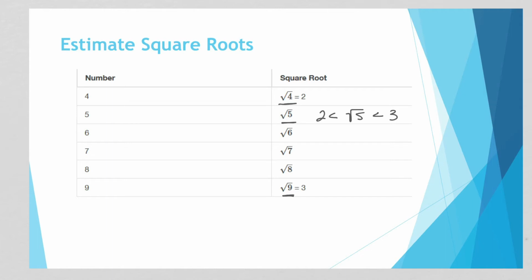I don't expect you to be able to know what the something is, but I do expect you to know that the square root of 5 does fall between 2 and 3, as does the square root of 6, as does the square root of 7, as does the square root of 8. Okay, I don't expect you to know what the decimal is, but I do expect you to know that it is a decimal of 2 point something.